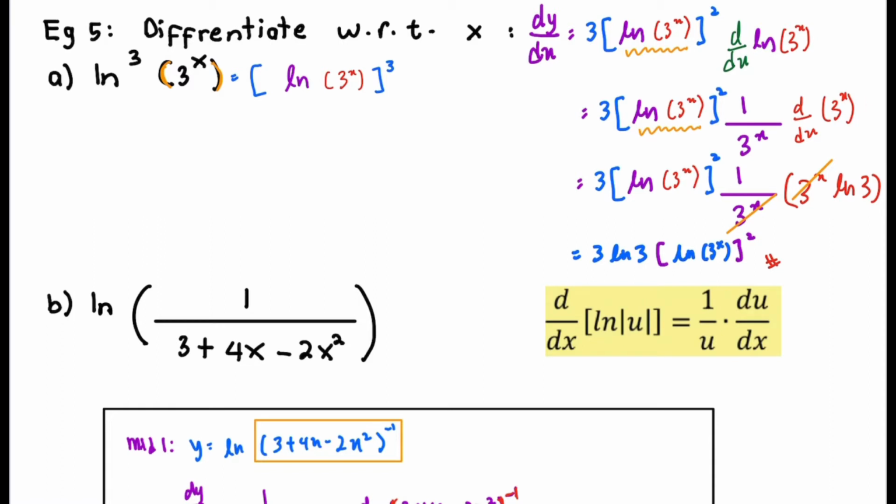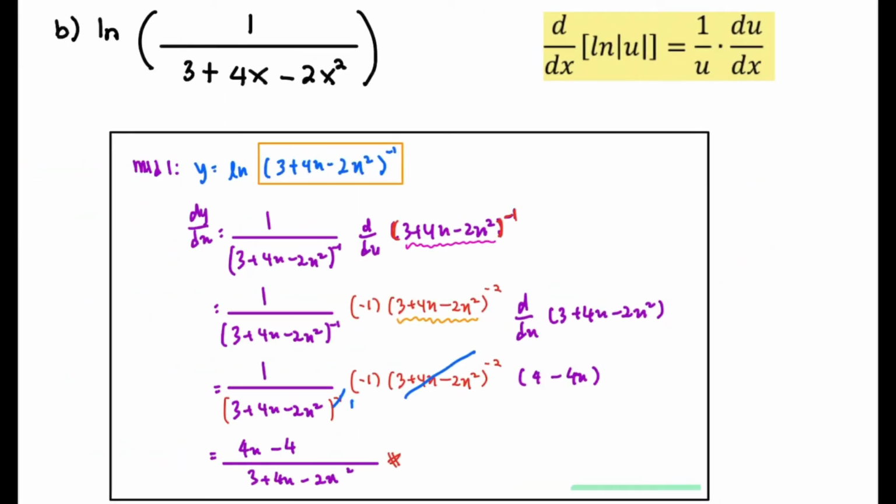And then let's rewrite our answer here. Then let's further differentiate 3 to the power of x. Just follow the formula list. This is just 3 to the power of x ln 3. And then we have finished differentiating now. This is just a process of simplifying. So we can cancel out 3 to the power of x with 3 to the power of x. Therefore, your final answer is just 3 ln 3 (ln 3^x) to the power of 2.